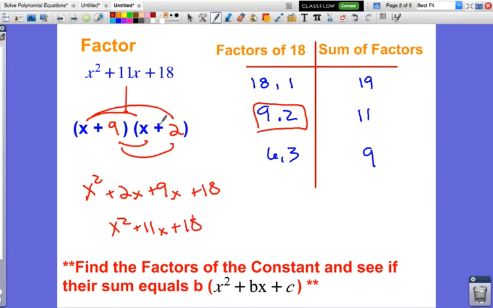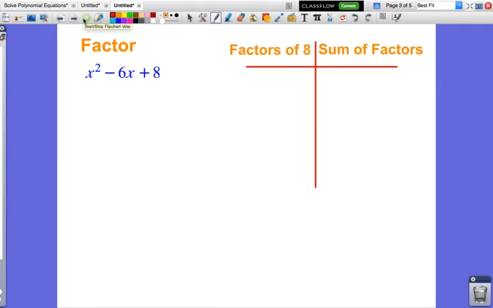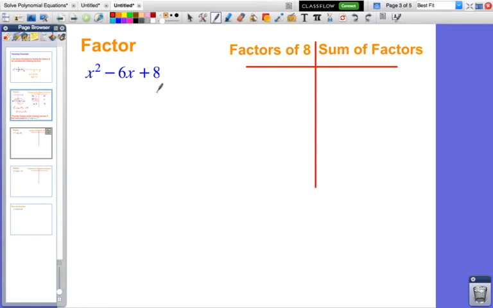Okay, so we found the factors of our constant, and we figure out the sum of those factors to see which one's going to equal the b term in the middle. Let's do another one, but we're going to mix it up just a little bit here. And what we're going to do is we're going to factor this trinomial.